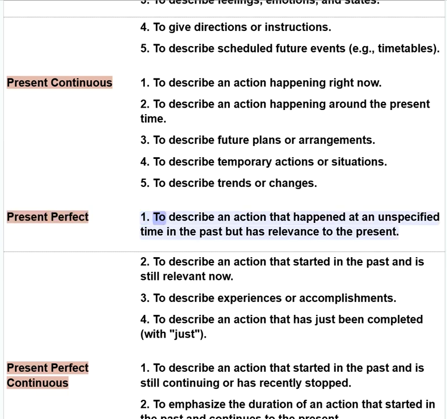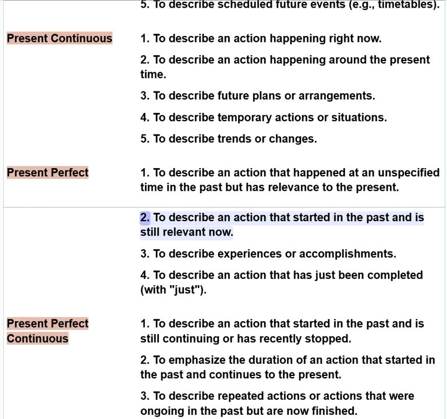1. To describe an action that happened at an unspecified time in the past but has relevance to the present. 2. To describe an action that started in the past and is still relevant now.